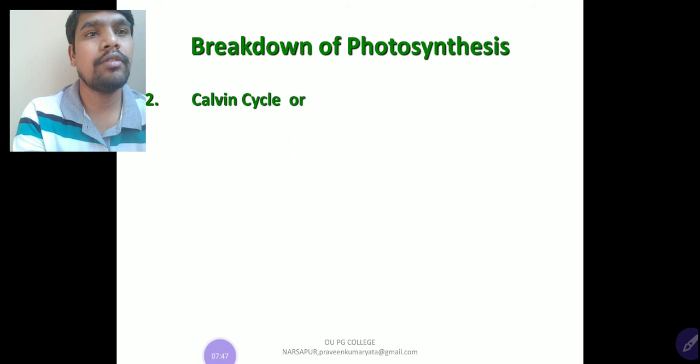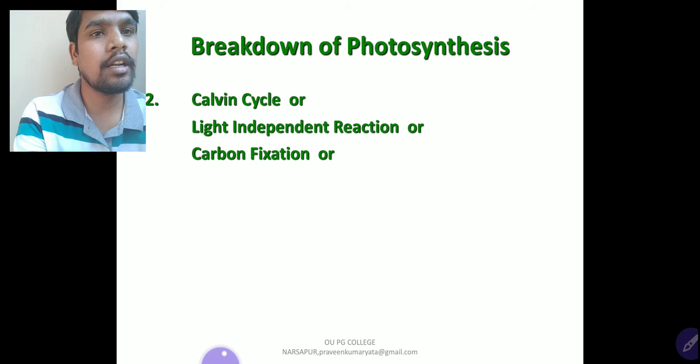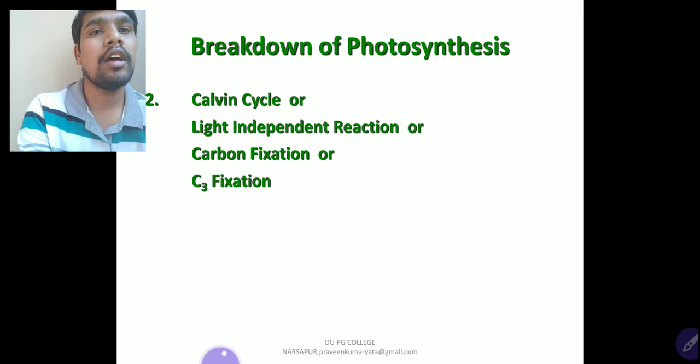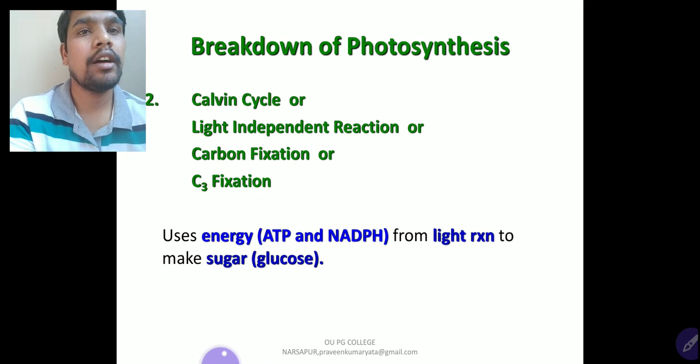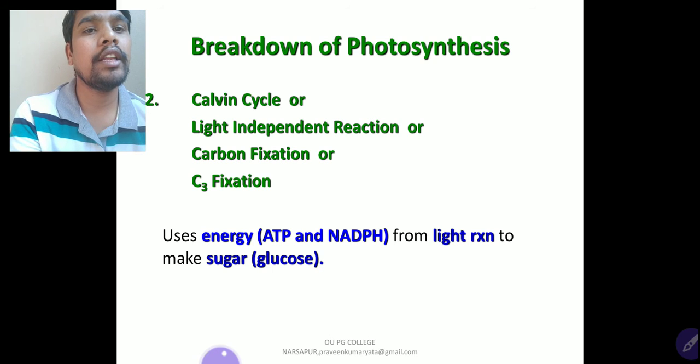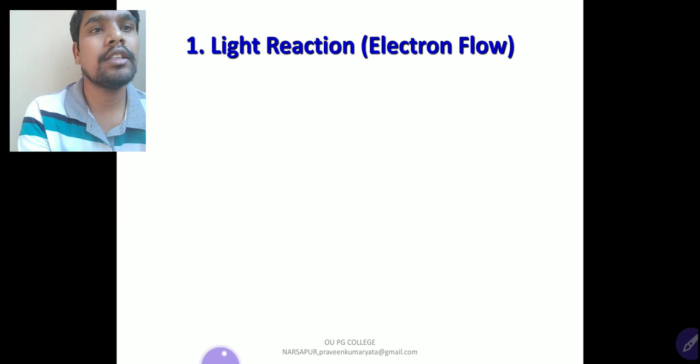Breakdown of photosynthesis: Calvin cycle or light independent reaction. There is a light dependent reaction, and another one is a light independent reaction. The light independent reaction we call the Calvin cycle or carbon fixation or C3 fixation. It uses energy, that is ATP and NADPH, adenosine triphosphate and NADPH from the light reaction, to make sugars or glucose. This reaction is a light independent reaction.